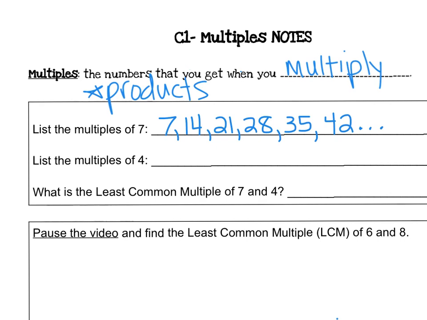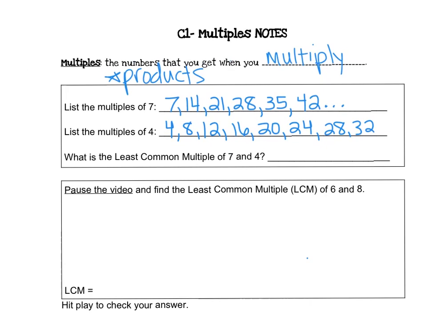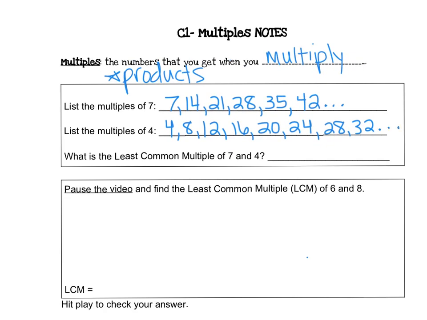Okay? Multiples of 4, we would follow that same process. So 4 times 1, 4 times 2, 4 times 3, 4 times 4. And we're just going to keep writing several multiples of 4. Okay, I guess I'm to the end here, so I'm going to stop, and you can put your dots because that list is going to continue on forever.